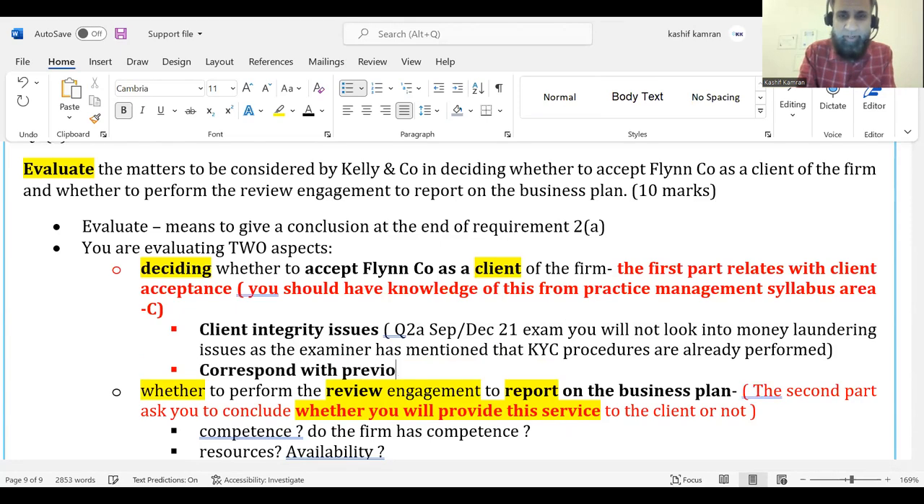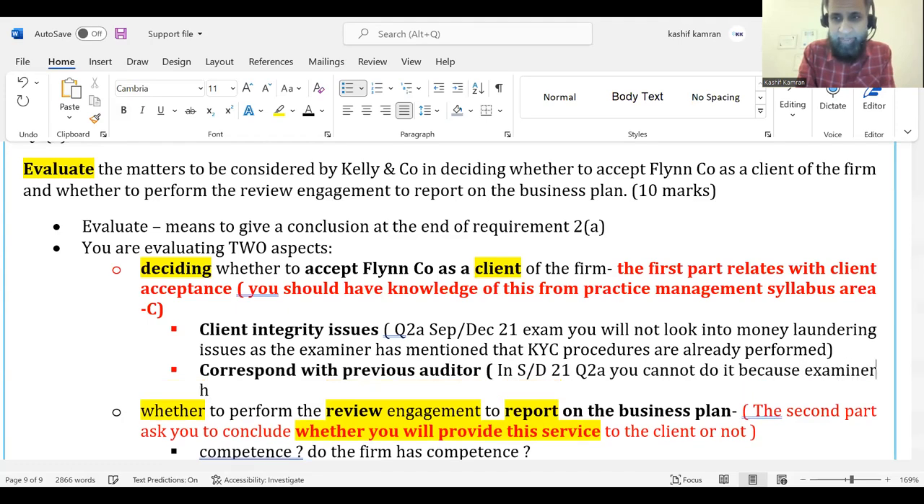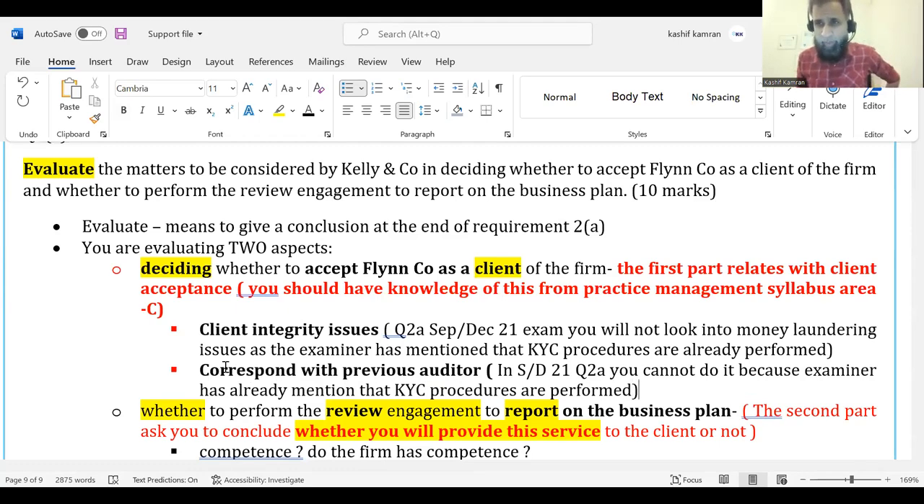Next, correspond with the previous auditor. Correspond with the previous auditor is a very logical point. But in this question, September-December 21, question number 2A, you cannot do it. You cannot do it because the examiner has already mentioned that KYC procedures are performed. But if you are attempting another question besides September-December 21 and you are accepting a new client, can you correspond with the previous auditor? Yes.